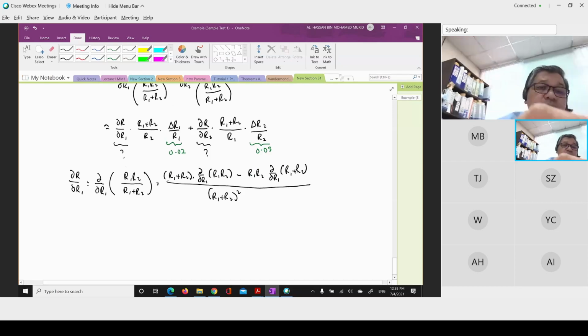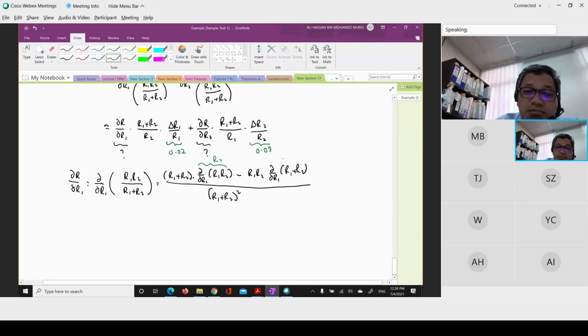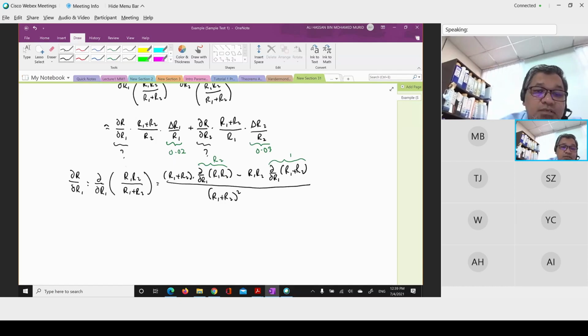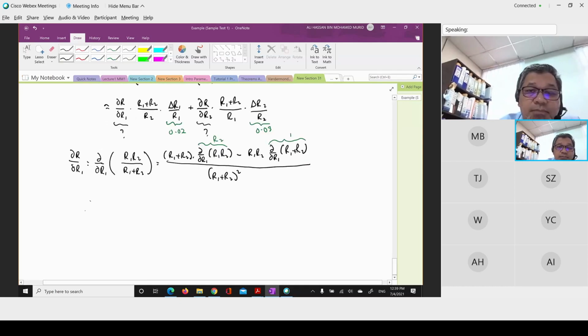Okay. And the first partial here is equal to R2. The second partial here is equal to 1, right? Yes. So that simplifies to (R1 plus R2) times R2 minus R1 R2, divided by (R1 plus R2) squared.